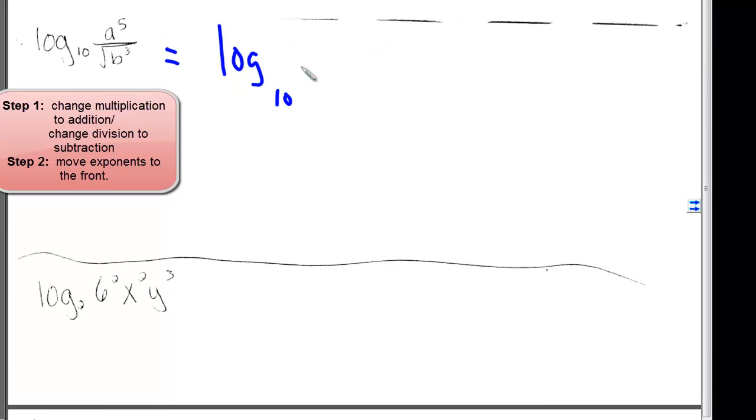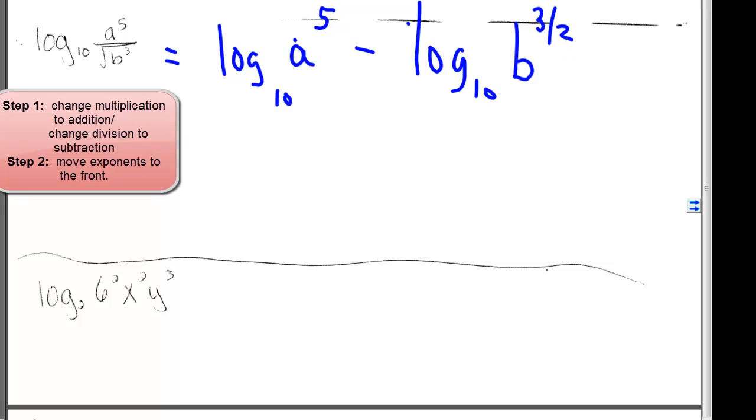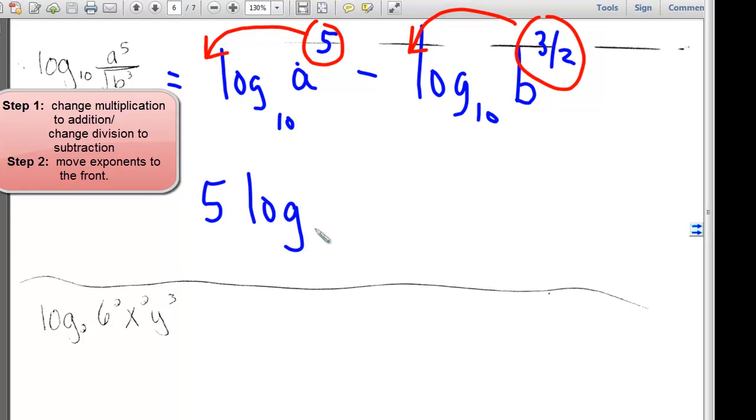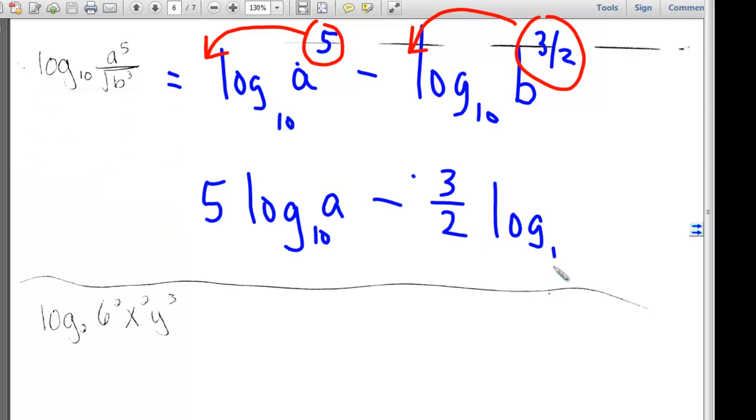Log base 10 of a to the 5th minus log base 10 of b to the 3/2 power. I still have exponents. I cannot have exponents. I want to move those out. So this is taking 2 steps. Out to the front. So I have 5 log base 10 of a minus 3 over 2 times log base 10 of b.